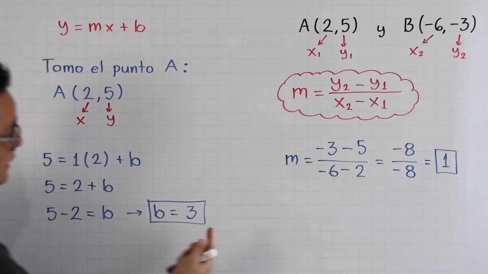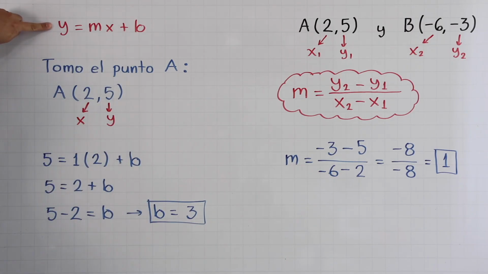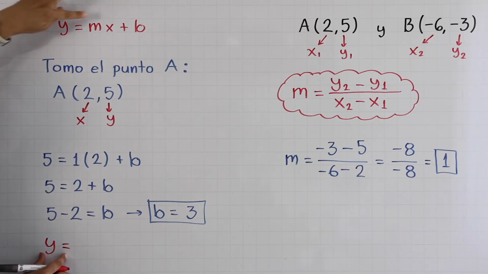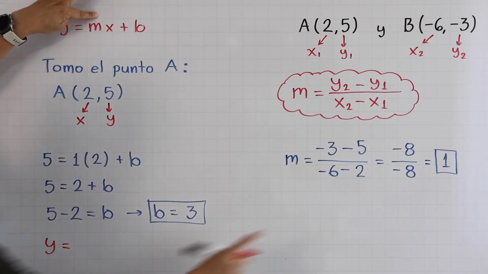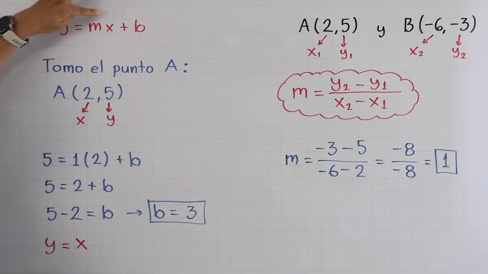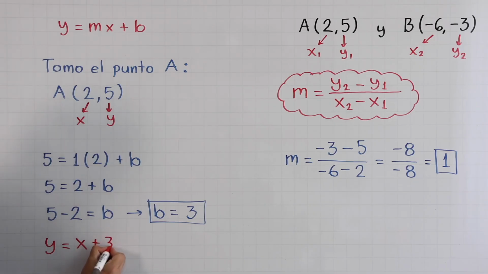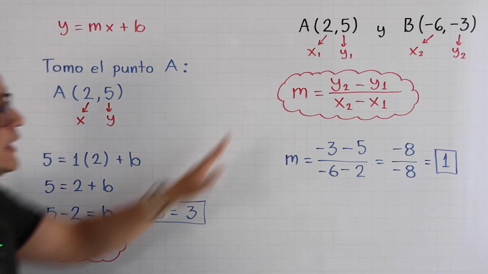Since we already have the value of the slope and also the y-intercept, now we just need to substitute them directly here. So I have that the equation of the line in its slope-intercept form is y equals m times x, that is, 1 times x, which in the end would simply be x, plus b. But b is equal to 3, that's it. This is the equation of the line that passes through these two given points.